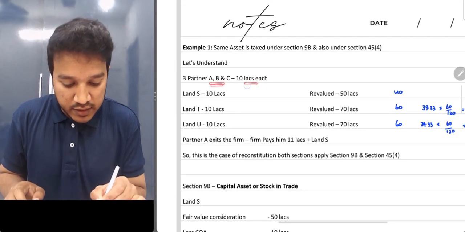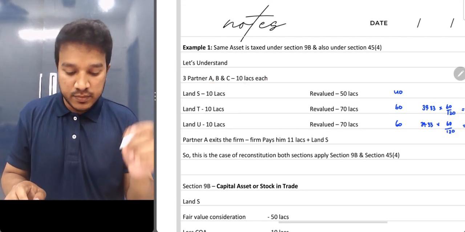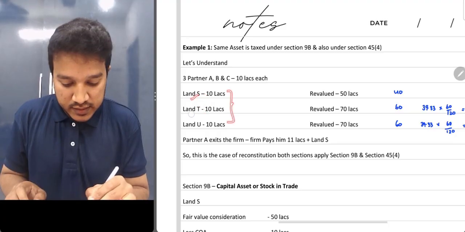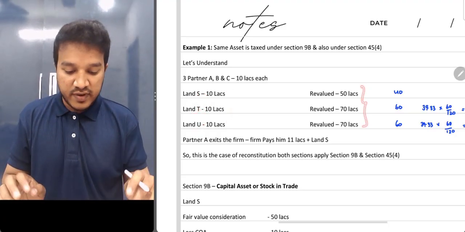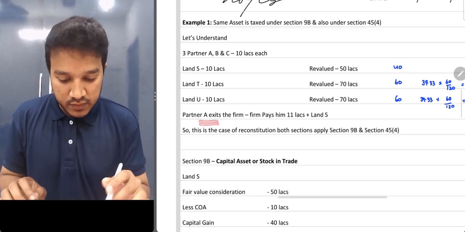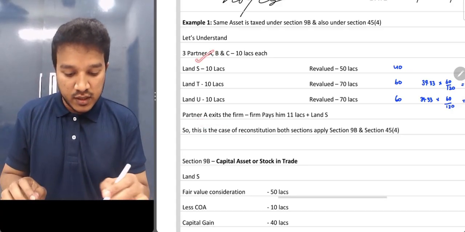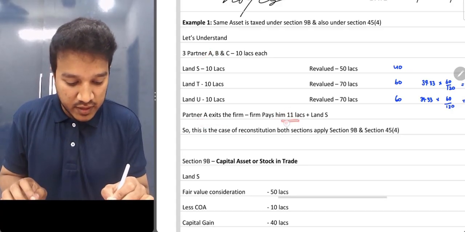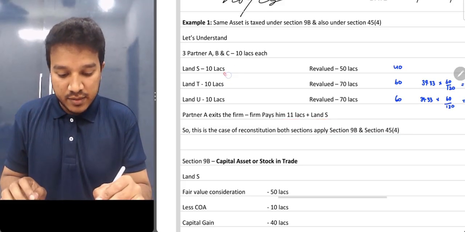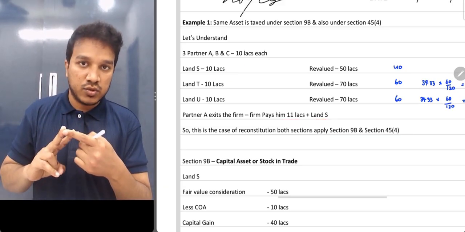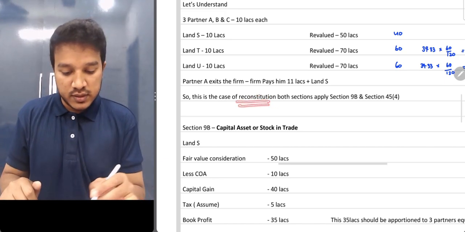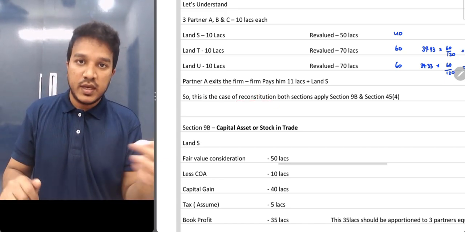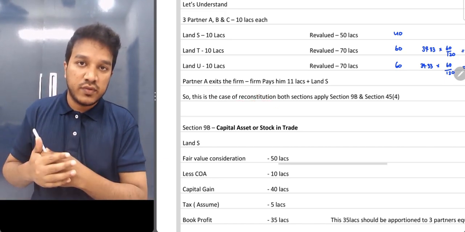There are three partners. Each and every partner has a 10 lakh capital balance. And there are three assets, S, T and U. Each of the assets has been revalued. Fine till here. Partner A wants to exit the firm, and the firm is paying him 11 lakhs plus land. They are giving him the land and also 11 lakhs cash. So this is a case of reconstitution. Since the partner wants to exit the firm, this is a case of reconstitution. It is not a case of dissolution.